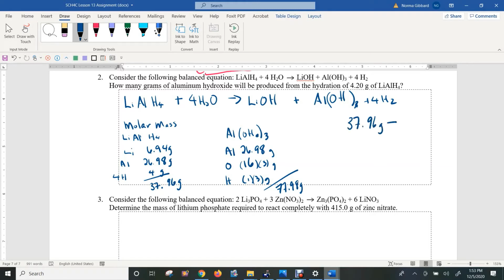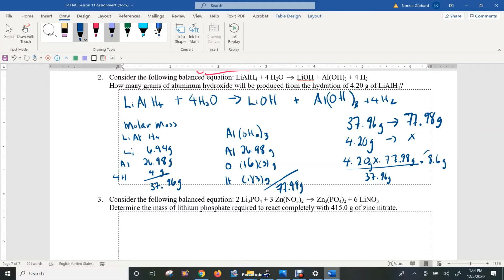77.98 grams. So we have 37.96 grams reacting with 77.98 grams. And we want to know if we only have 4.2 grams, what that's going to give us. So now we're going to cross multiply. So 4.20 times 77.98 divided by 37.96, and that is equal to 8.6 grams. So our answer is 8.6 grams.